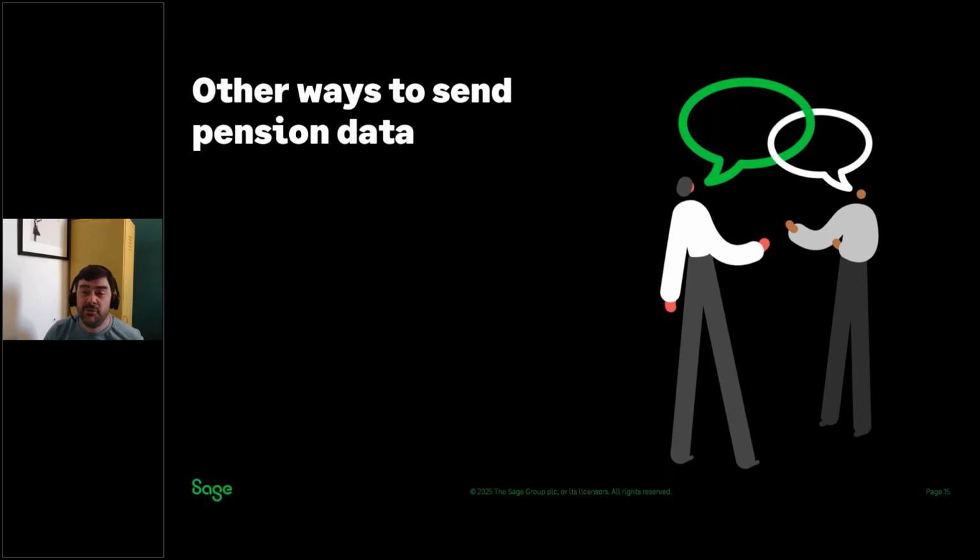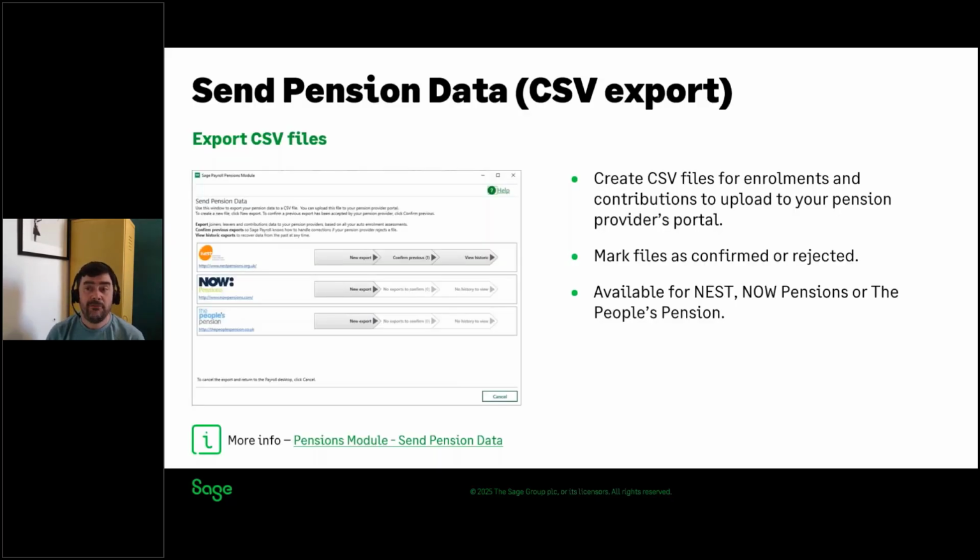Now, there's technically 2 ways you could do this. There is a version of Send Pension Data that only deals with CSV export. This is what existed before Pensions Data Exchange was invented. Some licenses still use this old style of Send Pension Data, and for Nest and the People's Pension, you'll be able to create CSV files. You'll be able to confirm which ones have been accepted or rejected, and that will then keep a history of the files that you've generated.